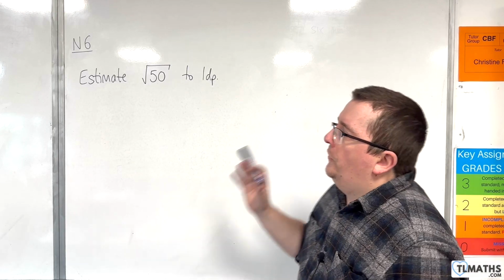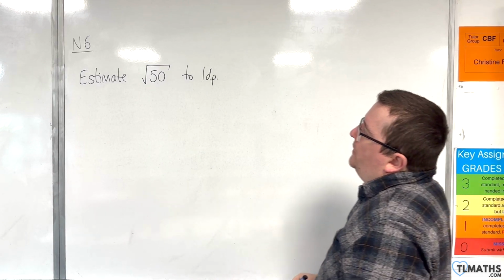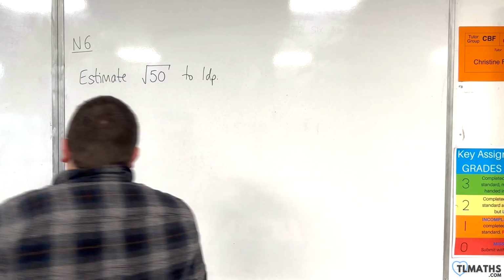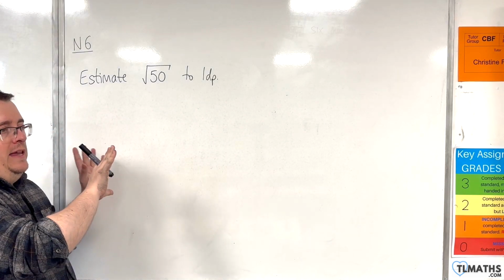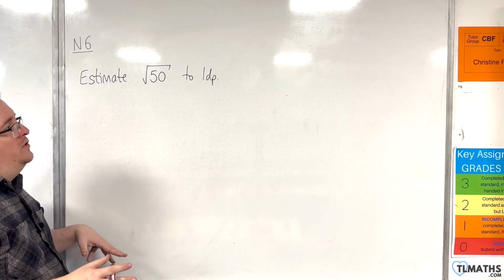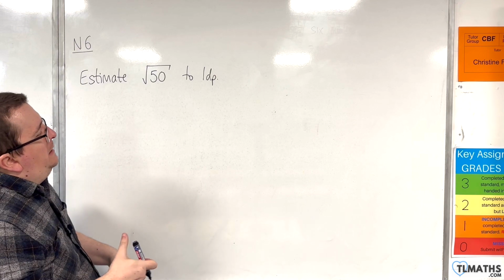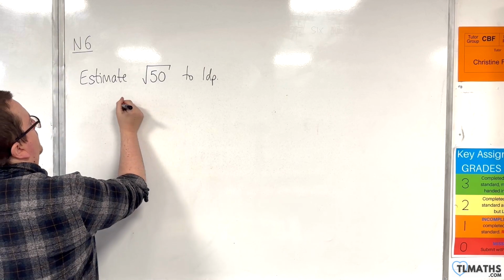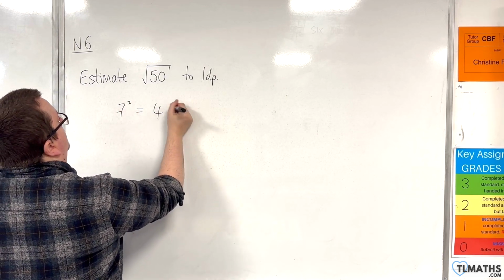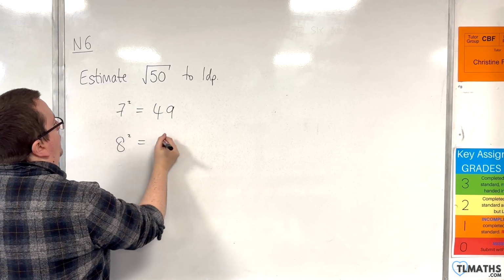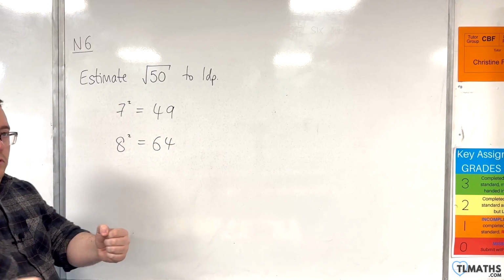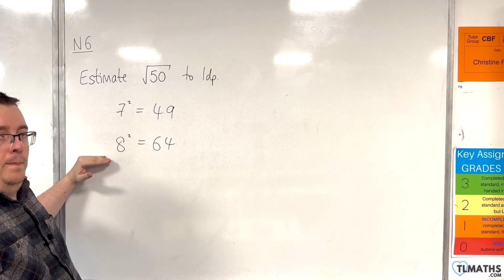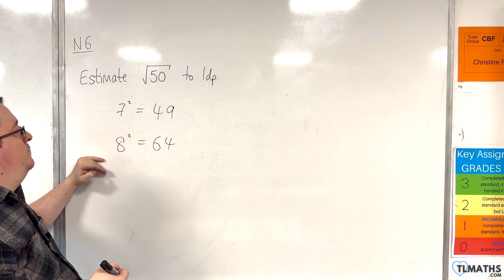So let's say I was asked to estimate the square root of 50 to one decimal place. Now, the first thing to do is to figure out the integers either side, just like we've been doing. So start off by thinking, right, well, we've got 7 squared is 49 and 8 squared is 64. So I know that my answer's got to be between 7 and 8. Okay, that's where I need to start.